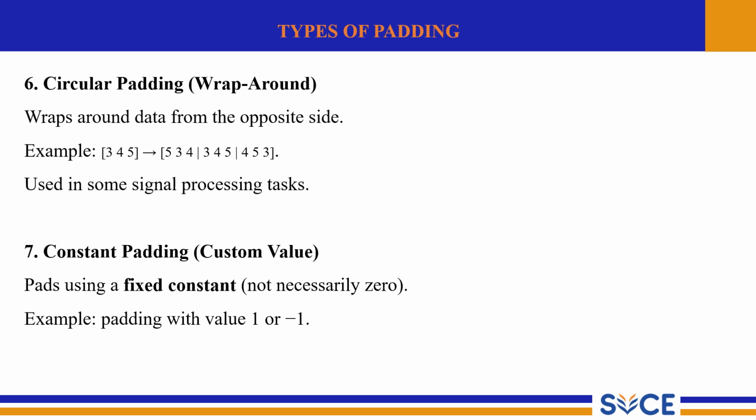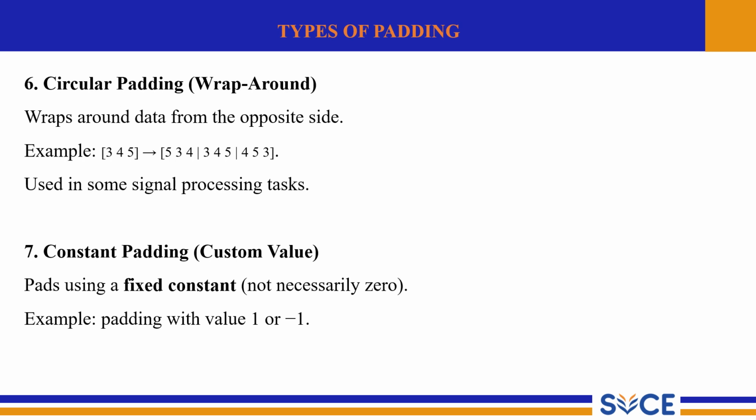Circular padding, which is also known as wrap-around padding. In circular padding, the values from one side of the input are wrapped around to the opposite side. Instead of adding zeros or mirroring values, the padding comes from the other end of the data.